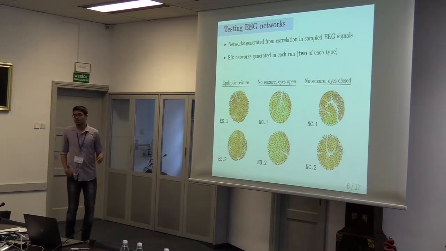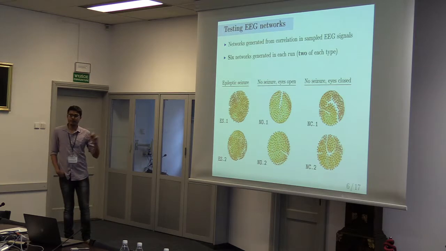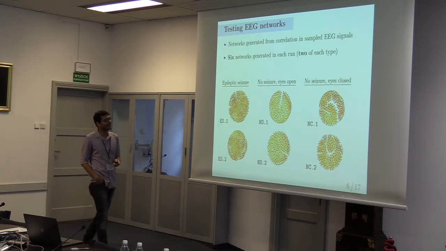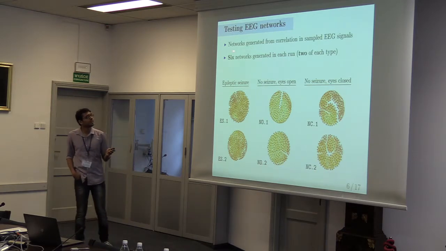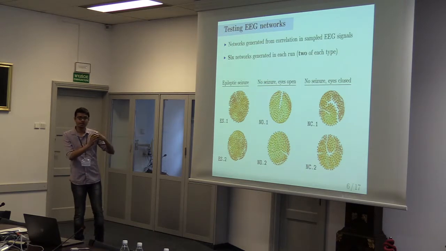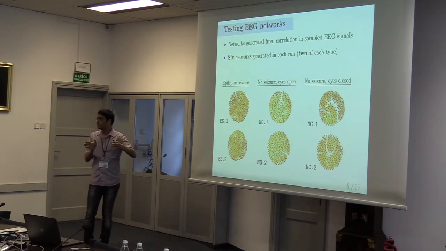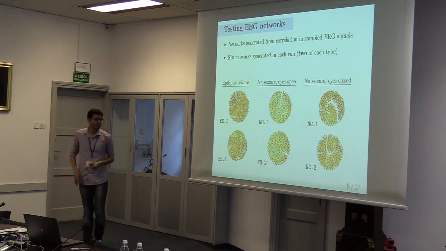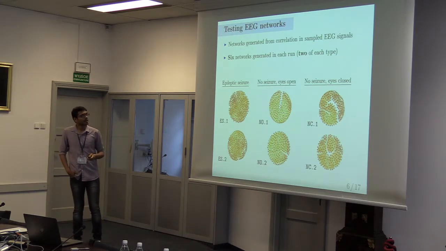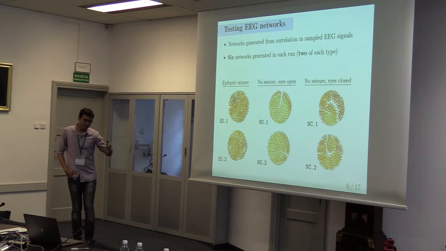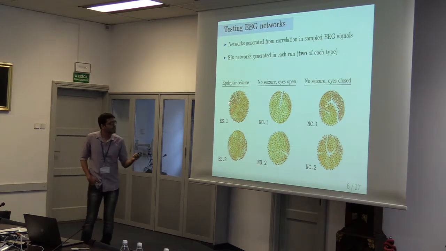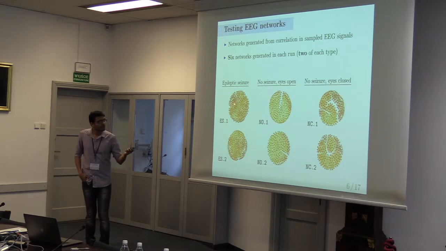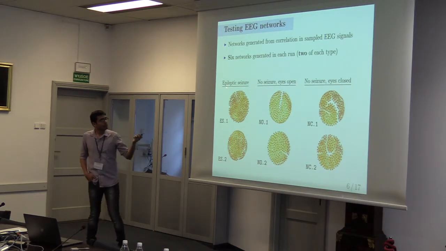And what I would like to show is some nice pictures and the fact that it works in practice. So what we do is generate some networks. These networks are generated from the autocorrelation matrix of EEG snapshots. We had a large number of samples, so we subsample from them, and in each run we computed six networks, 2 of each type.